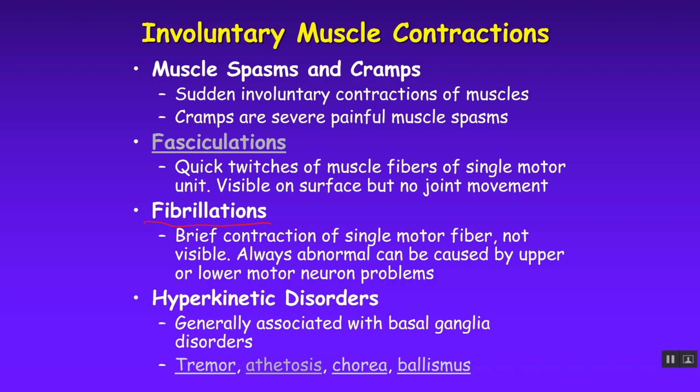Fibrillations are always abnormal. If you have fibrillations, there's something wrong with your nervous system. Doesn't necessarily mean it's always serious, but it can be, okay? It can be caused by upper or lower motor neuron problems. It's more common and more frequent with lower motor neuron problems.